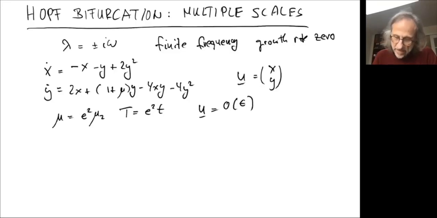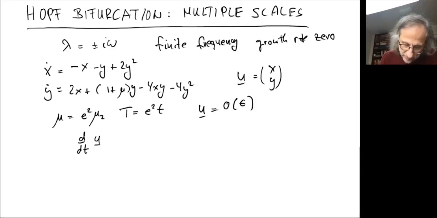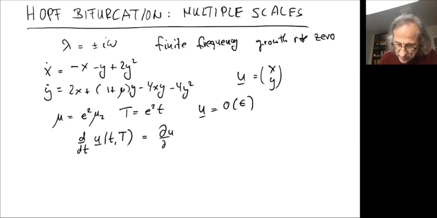So now we have not just a slow time, we actually have a fast time also. So we really have now a full-fledged multi-scale problem. So u is a function of fast time and slow time. So this becomes an explicit derivative with respect to the fast time plus epsilon squared times the derivative with respect to the slow time. Okay, we can handle that.